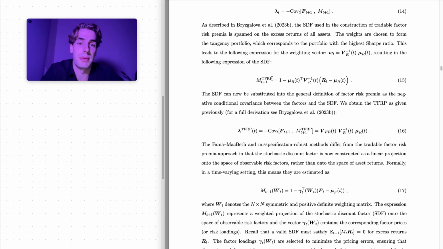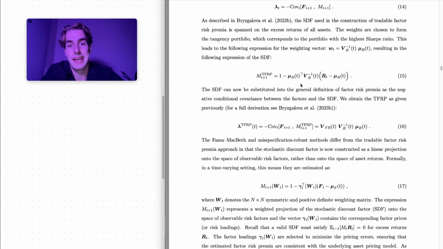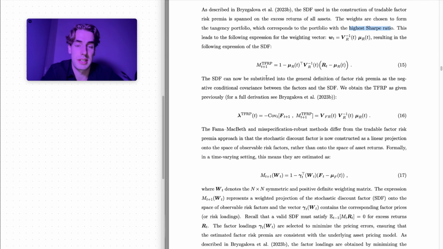And for the tradable factor risk premia, and also then the oracle, of course, we base it on the factor returns, on the excess asset returns. So what we see here, this stochastic discount factor is spanned on the asset returns, right? Because we look at the returns and the mean return to see what the value is for the stochastic discount factor. Again, there's also a weighting factor here, and it's actually the weighting where the Sharpe ratio is maximized. And then this will give you the stochastic discount factor.